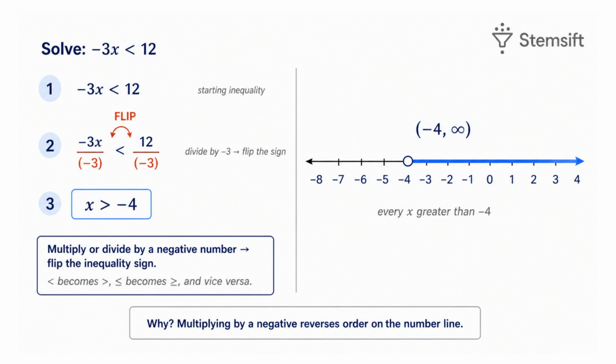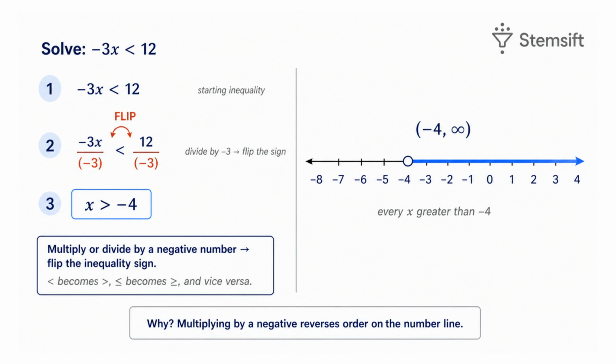The rule is simple, but it's ironclad. Whenever you multiply or divide both sides by a negative number, you have to flip the inequality sign. Less than becomes greater than. Less than or equal becomes greater than or equal. No exceptions. Plot the answer on the number line. Hollow circle at negative 4 because it's strictly greater. Blue strip extending right forever. In interval notation, (negative 4, infinity).